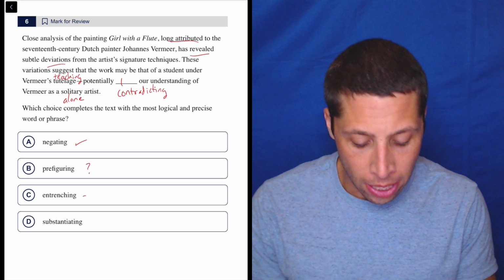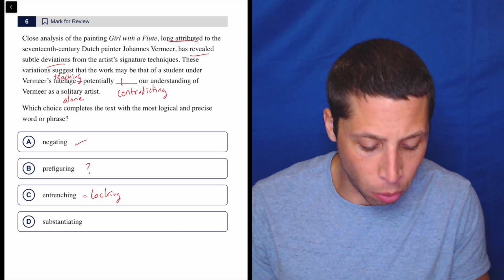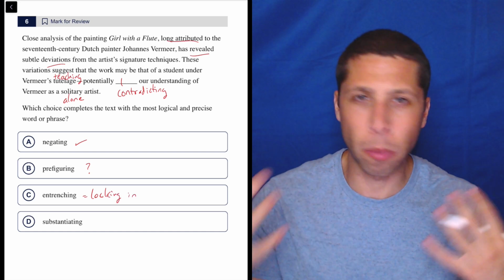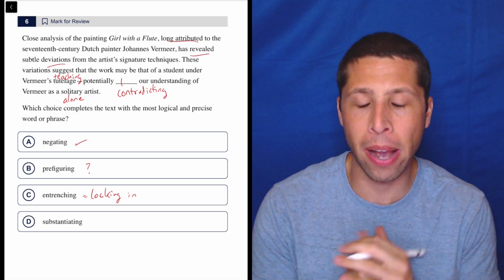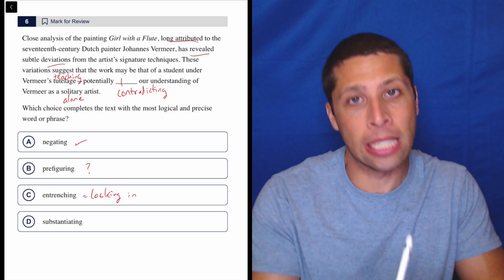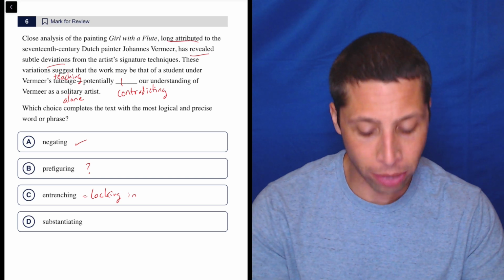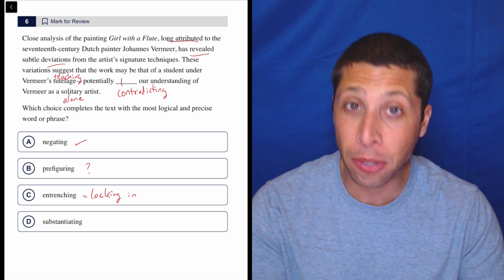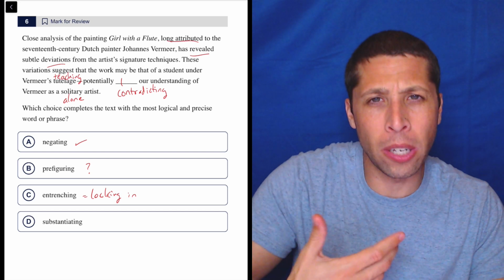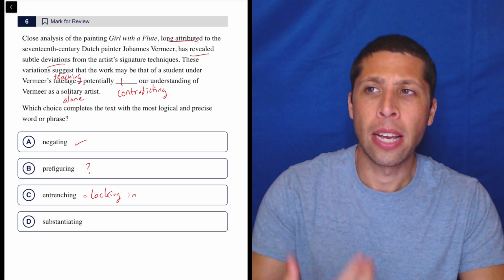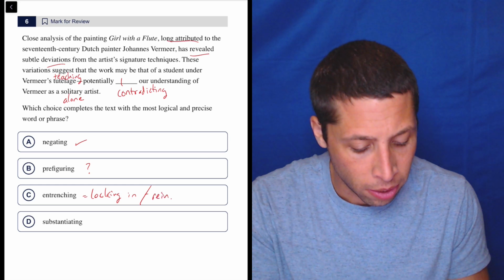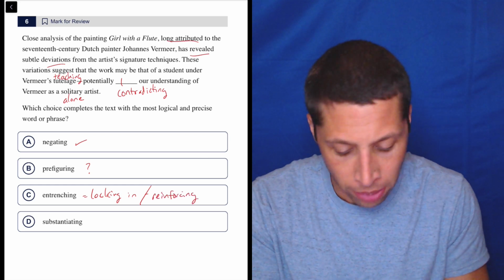Entrenching means kind of like locking in. And it's more metaphorical, like an entrenched idea. It's something everyone believes. It's hard to change people's minds about it. So think of literally like a trench dug into the ground. It's dug in. So entrenching our understanding would actually have maybe the opposite meaning. If he had a student, then we wouldn't entrench the idea that he's solitary. That's not reinforcing that. So maybe that's another kind of good synonym there, reinforcing.